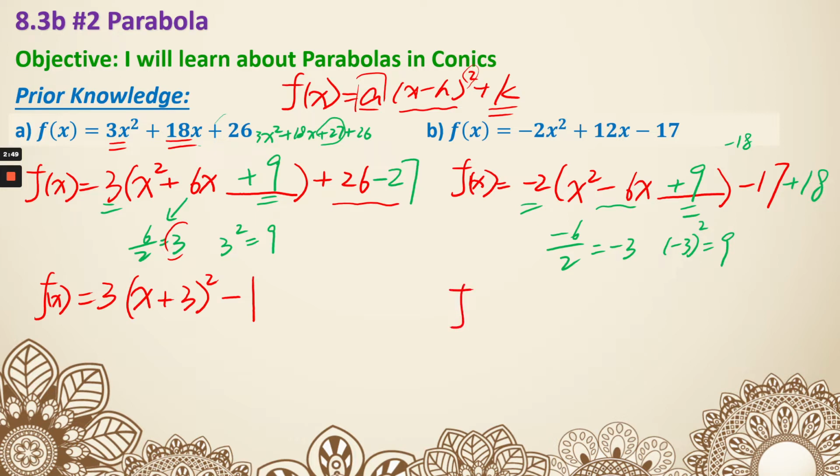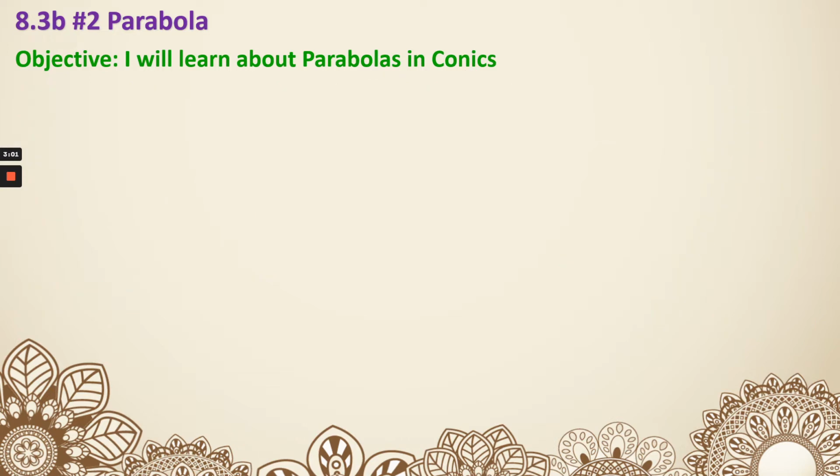Now let's write down the final form. It's negative 2 in the front, and then we have x minus 3, squared, plus 1 on the end. That is part B. Now moving on.